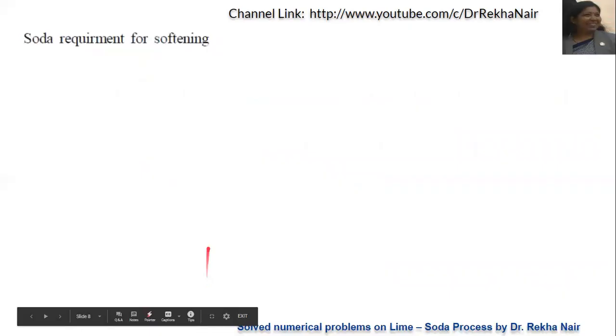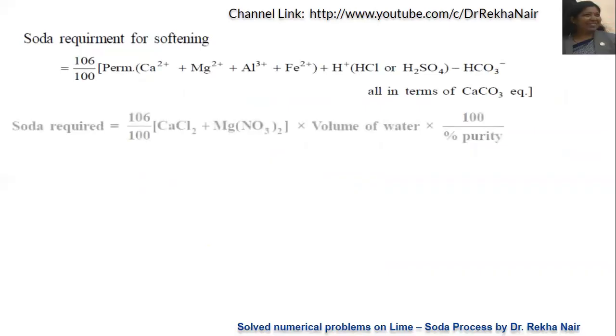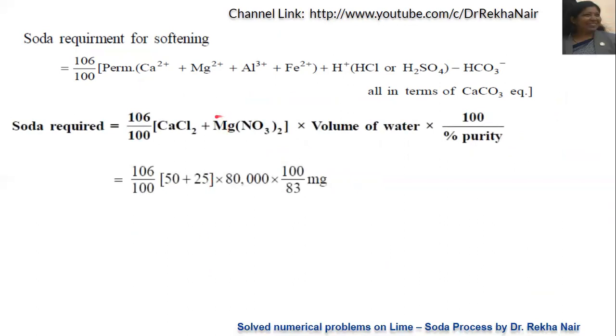Similarly, we can calculate the soda requirement using the same formula. Let us see what constituents are given. The constituents given were calcium chloride and magnesium nitrate only. So permanent calcium as calcium chloride and permanent magnesium as magnesium nitrate. Volume of water is 80,000 liter. Percentage purity for soda was 83%. So 83 divided by 100 multiplied by soda required is the formula. I have sent this percentage to the right side, so it became 100 upon 83.